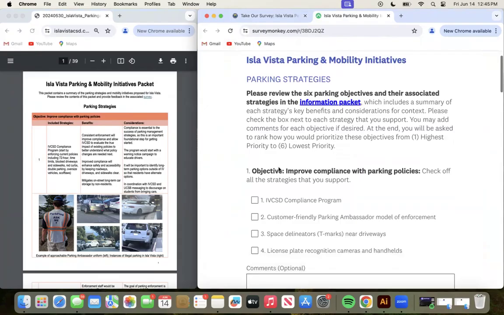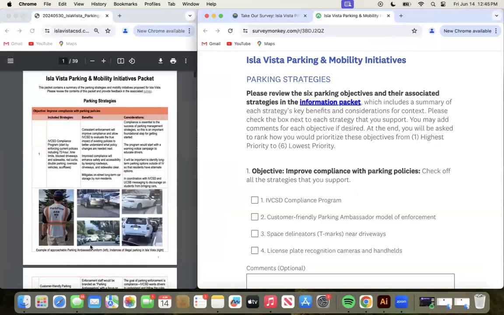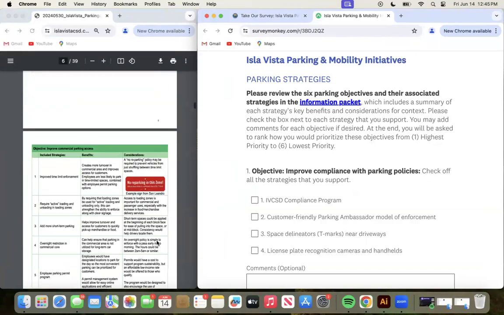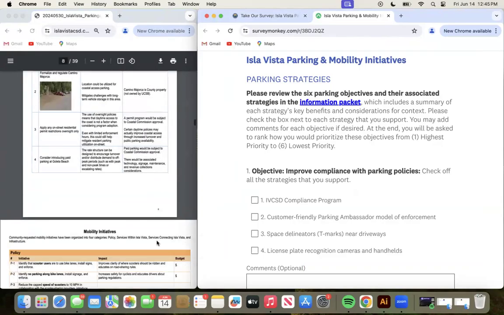So this is the beginning of our survey, and for the parking strategies portion of the survey that you can see here, you will be using pages 1 through 8 of the informational packet here. So here's page 1, and then here is page 8.